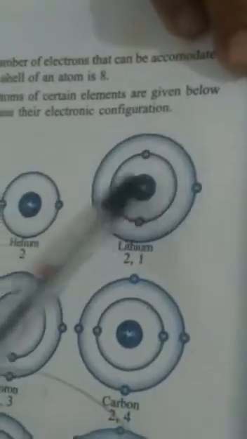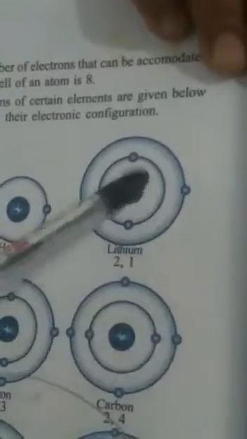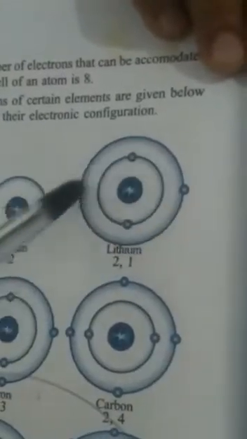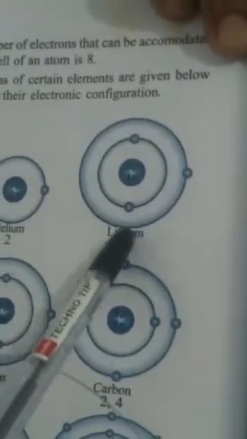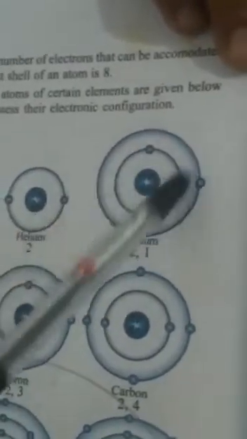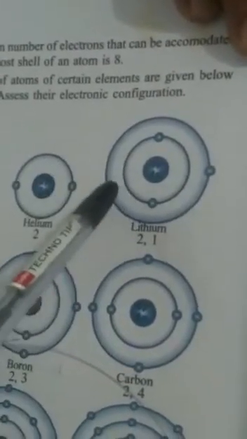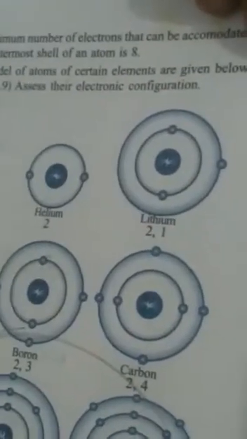Then the electrons are revolving around the nucleus, it has 3 electrons. So the first shell contains only 2 electrons, that is, one is here and the second one is here. Then the third electron is here in the second shell. This is the second shell. The first round is the first shell. The second round is the second shell. So in the second shell, it has only 1 electron. Is it clear or not?